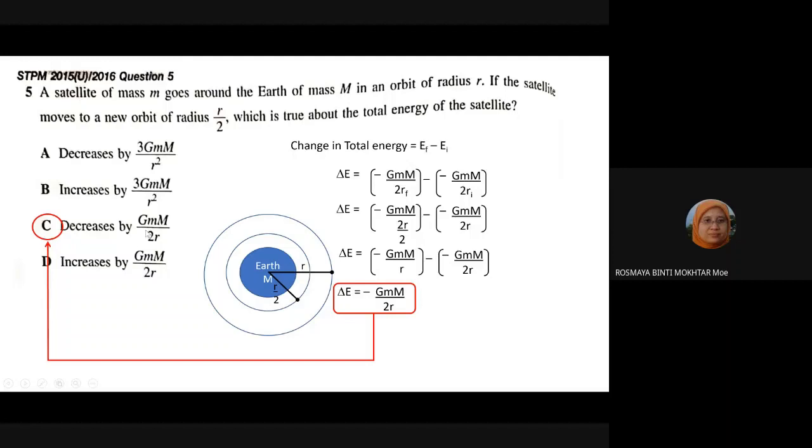So you must be very careful with the sign. If there is no sign here, you will get the answer wrong. Okay, any question with number 5?